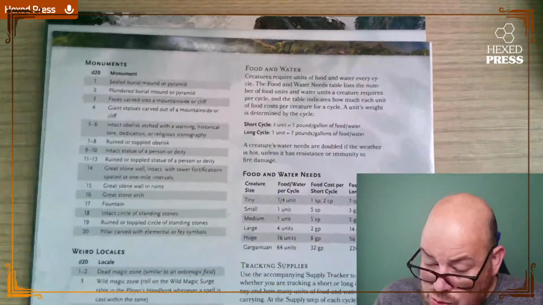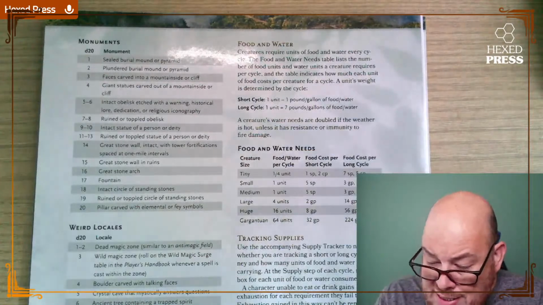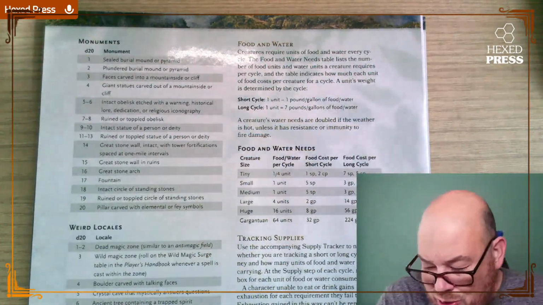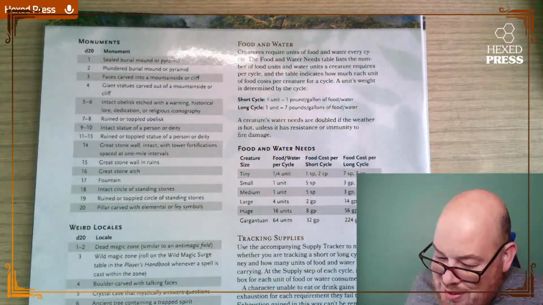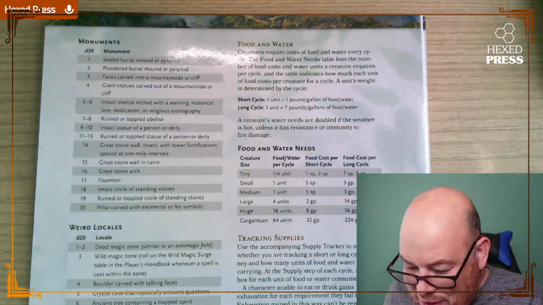Food and water. Creatures require units of food and water every cycle. The food and water needs table lists the number of food units and water units. Gosh, why are they units? Units? What are we? Are we all eating Soylent Green?